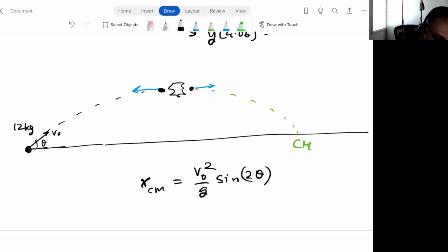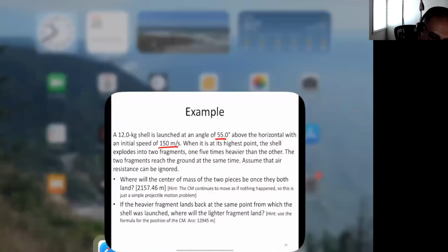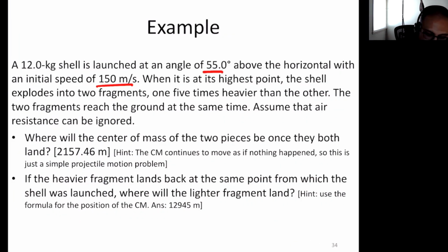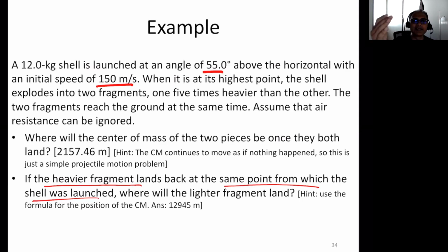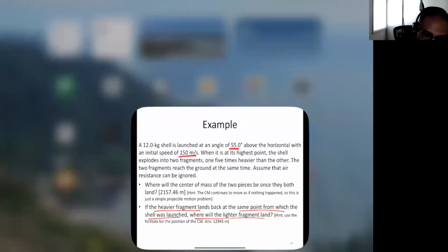And then the next part of the problem is asking, if you're given the final location of one of the fragments, where is the other fragment located? So if the heavier fragment lands back at the same point from which the shell was launched, the most useless bomb in history, it breaks up into two pieces, and one piece comes back and obliterates the people that launched it. Where will the lighter fragment land?